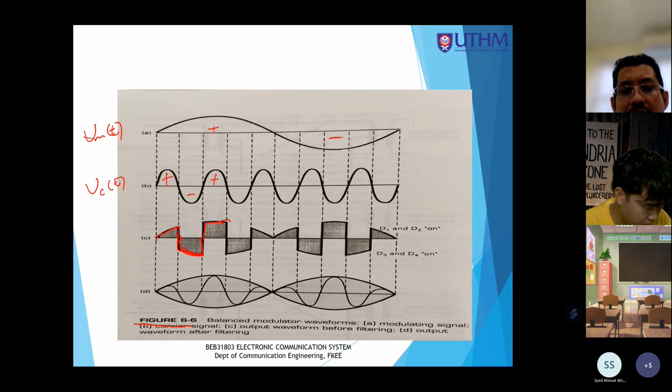Then it changes polarity again, so we get this one, and then another polarity change like this. And then what happens?